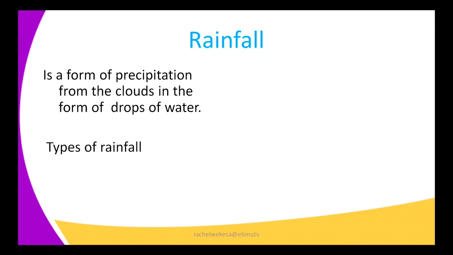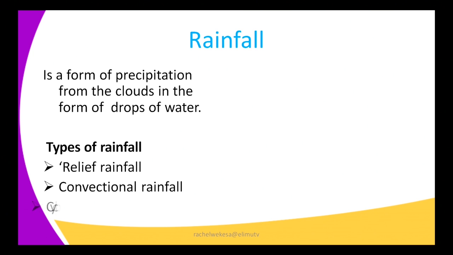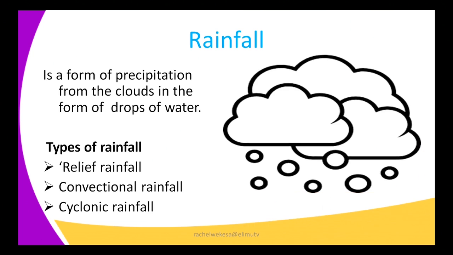So rainfall is a form of precipitation from the clouds in the form of water droplets. We all know what rain is. We have been rained on at some point in our life. We have also played with the rain when we were little. So there are types of rainfall. We have relief rainfall, convectional rainfall, and cyclonic rainfall.